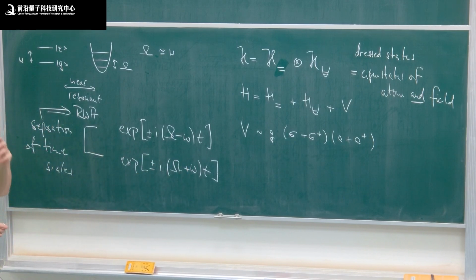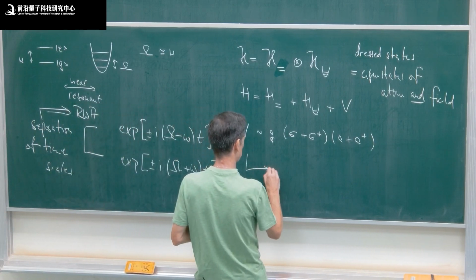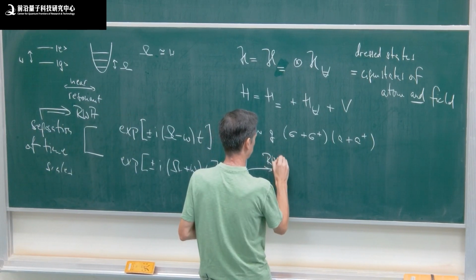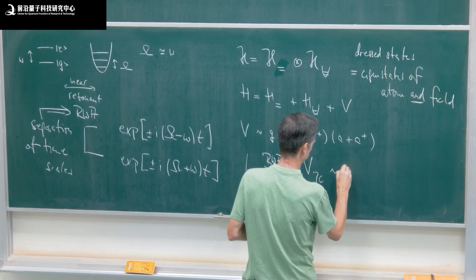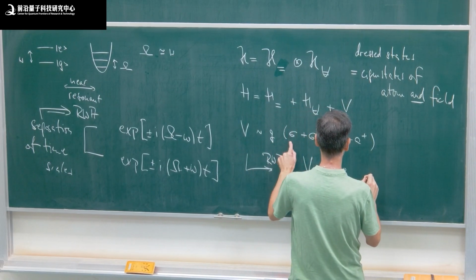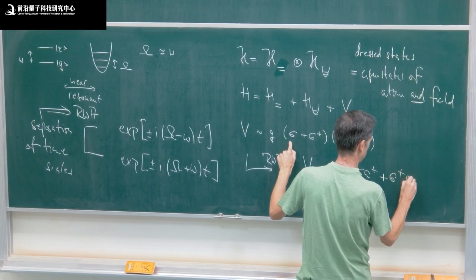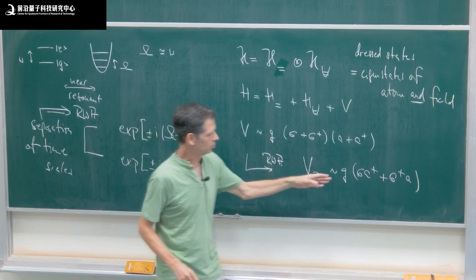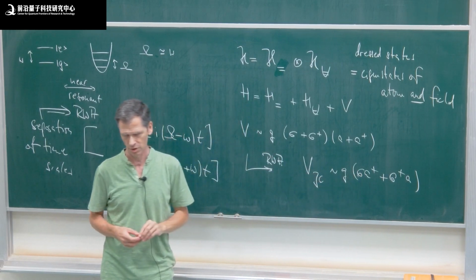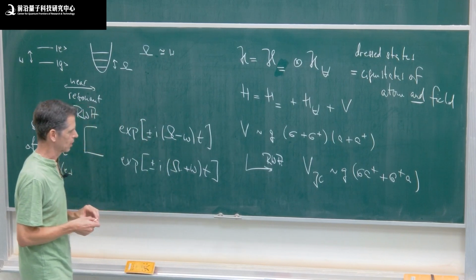So this was to say what we have done so far, right? Now, rotating wave approximation, RWA. Then we get V Jaynes-Cummings, which is then only g times sigma a dagger plus sigma dagger a. Where you also say from time to time that you keep only the energy-conserving terms of the interaction part of the Hamiltonian, right?